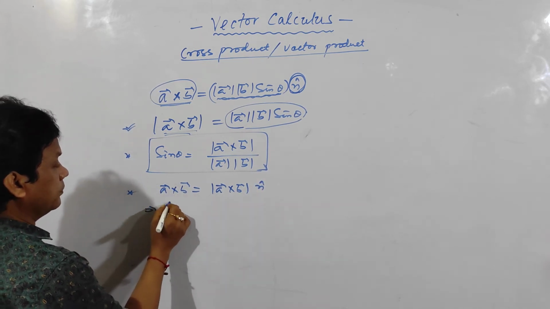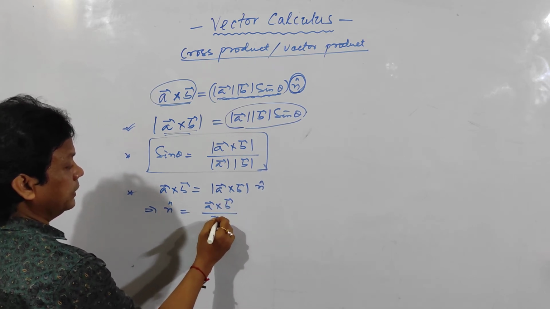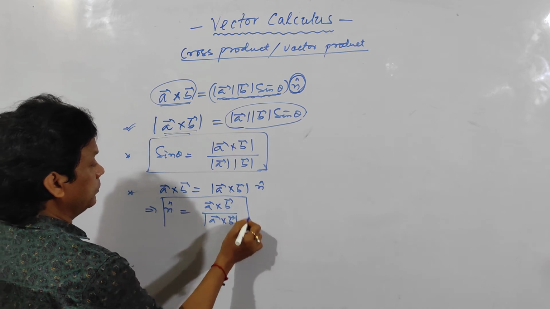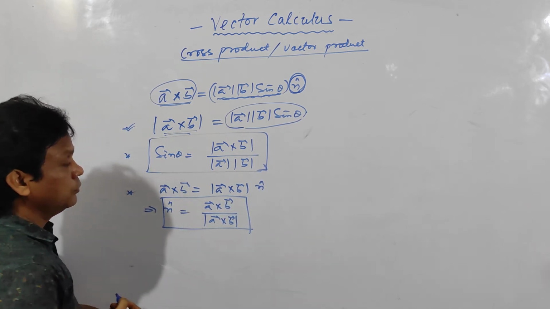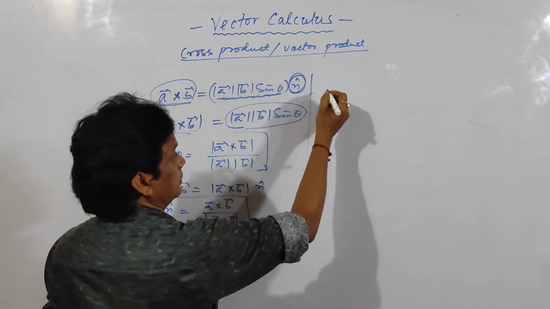So what is n cap? n cap is A cross B divided by the mod of A cross B. So this is your formula for the unit vector perpendicular to both vector A and vector B. So now let us see here.